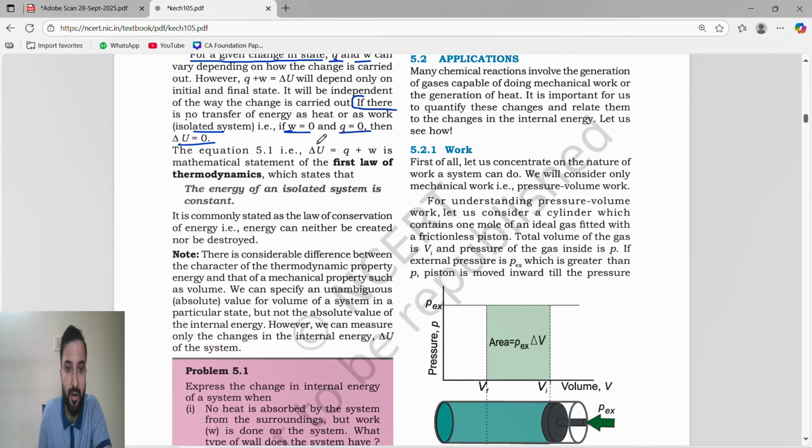Now, delta U equals what is the general condition? In the general condition we keep Q and W, the heat and work, both as positive. So delta U equals plus Q plus W. This is the first law of thermodynamics. The energy of an isolated system is constant. Constant means the change is zero. Why is it constant? Because the system is isolated. Nothing can go outside, nothing can come inside, so it will be constant.